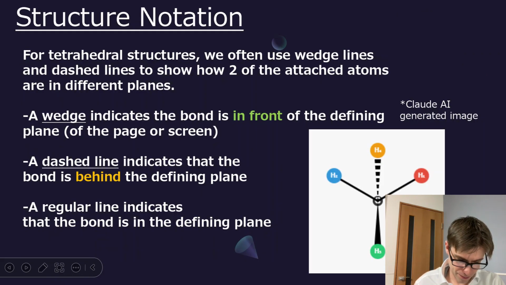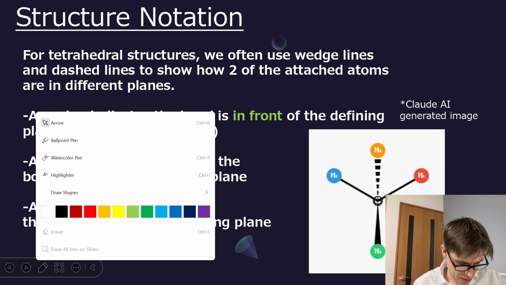Alright, so I just want to make a note about structure notation now that we know these geometries. For tetrahedral structures, we often use wedge lines and dash lines to show how 2 of the attached atoms are in different planes. So what do I mean by that?